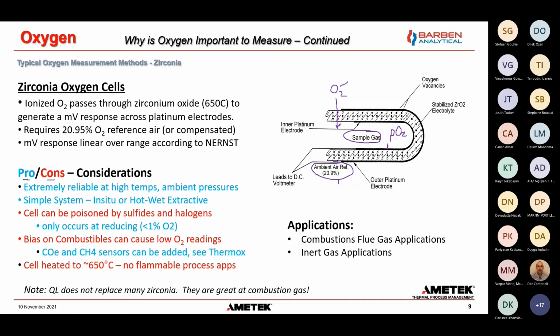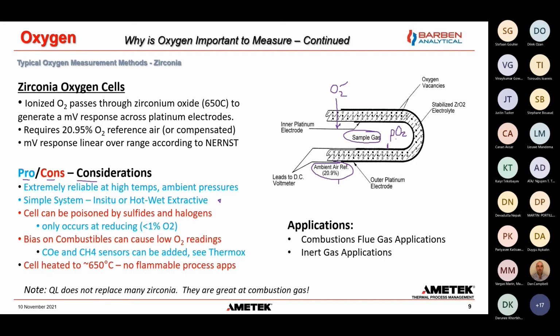The pros and cons considerations is that it's extremely reliable at high temps and ambient pressures. Simple system, okay, whether it be an in situ application where we put the probe directly into the process, or a hot wet extractive where we're pulling it out, but we don't have to do any sample conditioning because we can keep everything hot. We don't get anything condensing, run it by the zirconia and make the measurement. So super big pro on this simple system for in situ and hot wet extractive.